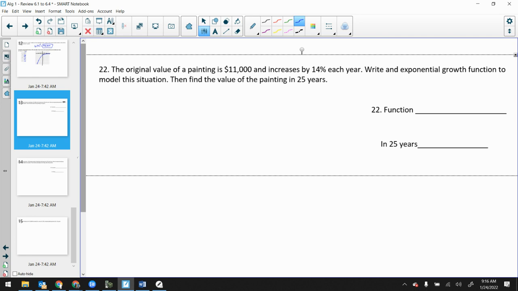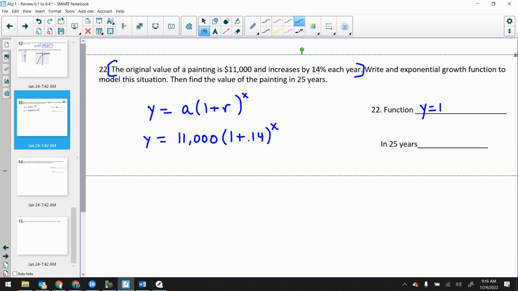The original value of a painting is 11,000 and is increasing by 14% per year. That tells me right there that it's exponential growth. So I know it's y is equal to a times 1 plus r to the x. My a value in this case is 11,000. My r is 0.14, raised to the x power. Remember that the function should have a y and an x. y is equal to 11,000 times 1.14 raised to the x power. Don't give me a plus sign in there.